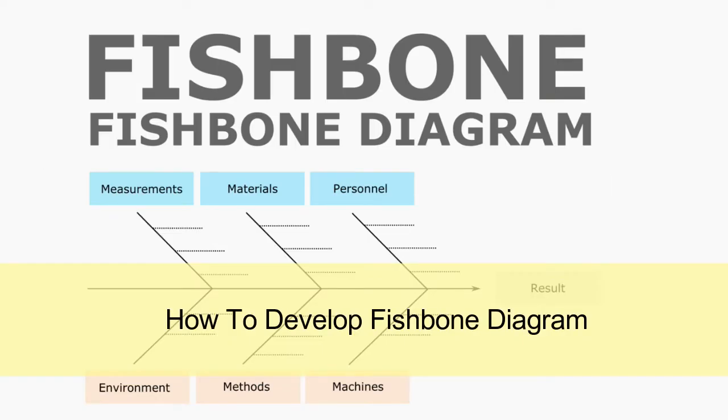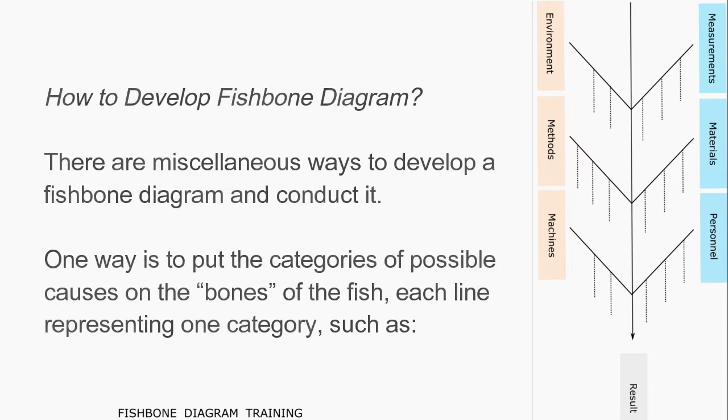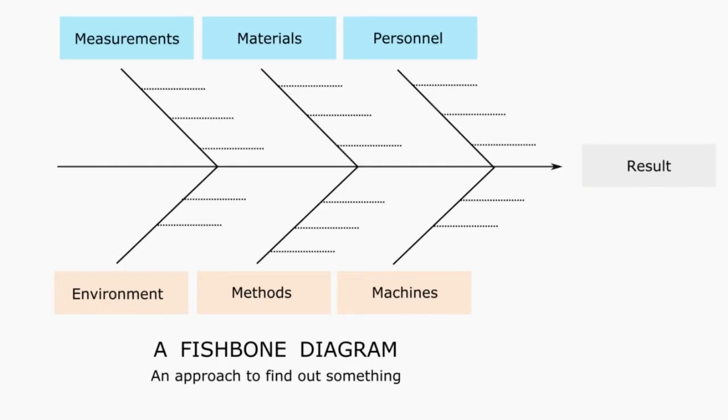How to develop a fishbone diagram. There are miscellaneous ways to develop a fishbone diagram and conduct it. One way is to put the categories of possible causes on the bones of the fish, each line representing one category, such as man, personnel, machine, methods, materials, measurements, Mother Nature, environment.